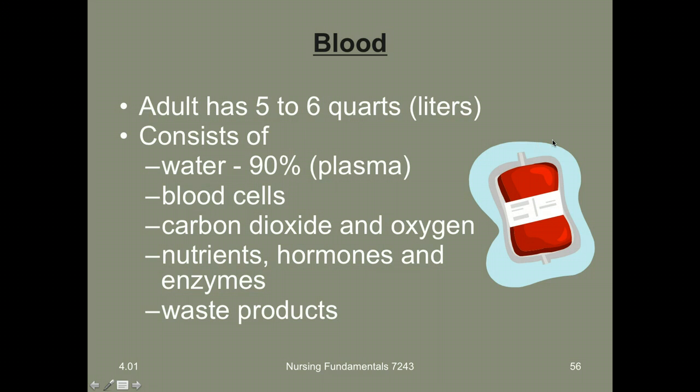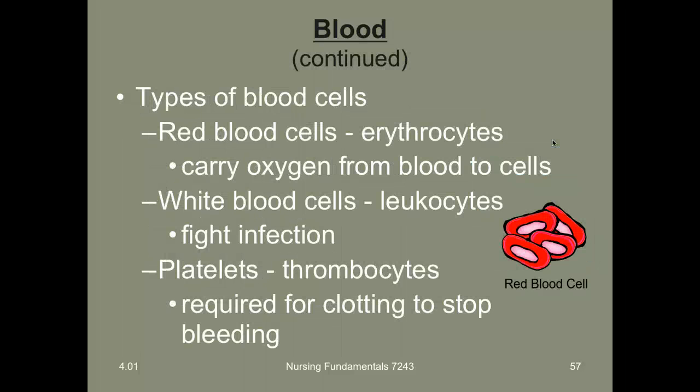Veins carry waste products away from the cells and to the heart. The adult has 5 to 6 liters of blood circulating all the time. Your blood consists of 90% what we like to call water, which is called plasma, blood cells, carbon dioxide and oxygen, nutrients, hormones and enzymes, and of course waste products.